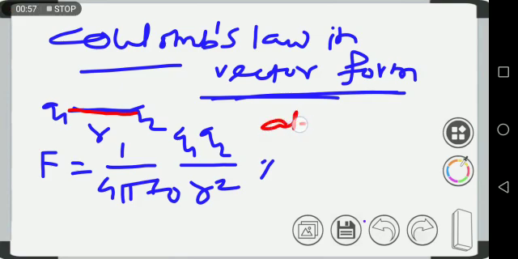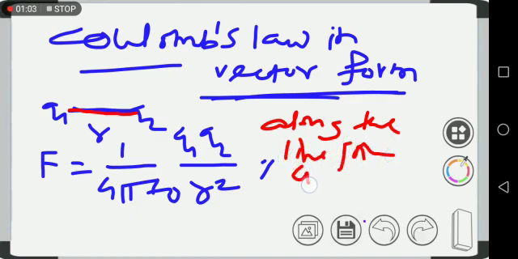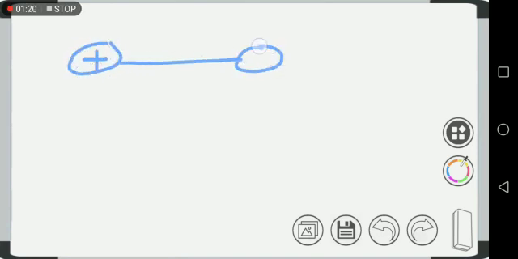So the direction is along the line joining the two charges. The direction of this force is given. How the direction of the force is given along the line joining the two charges, we'll see now. Let there be two charges with a distance of separation between them as r.